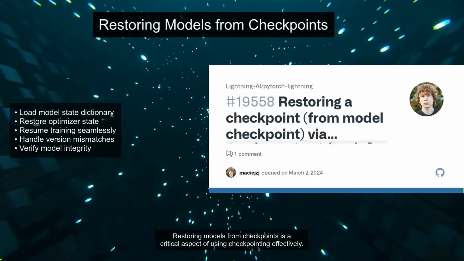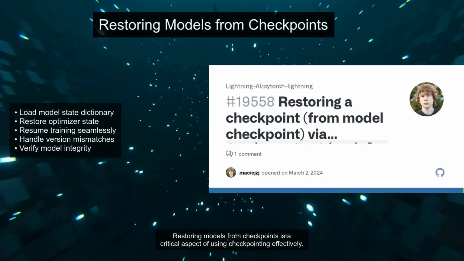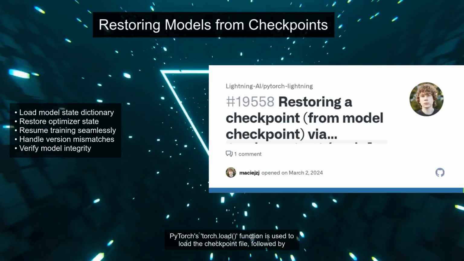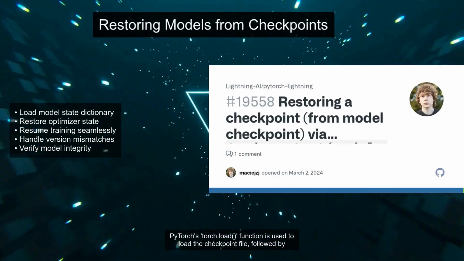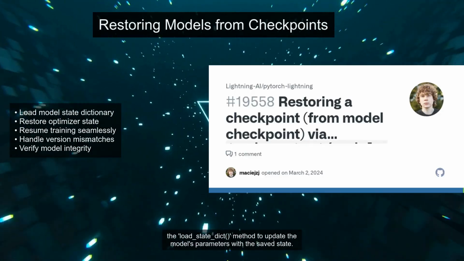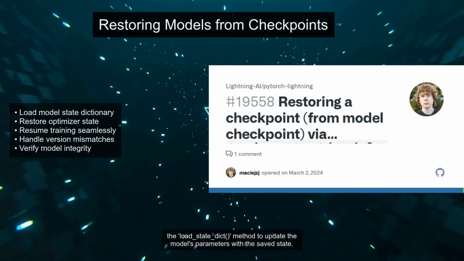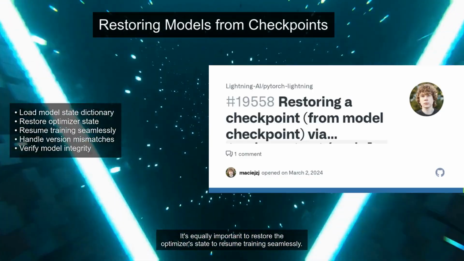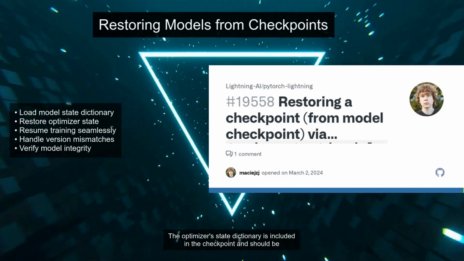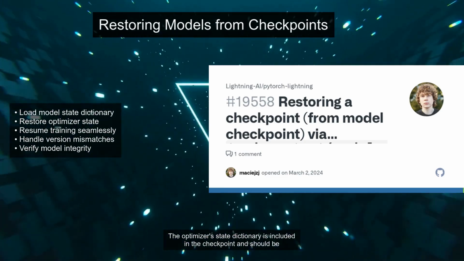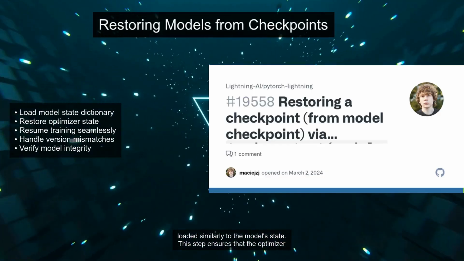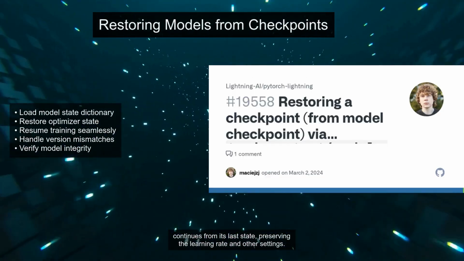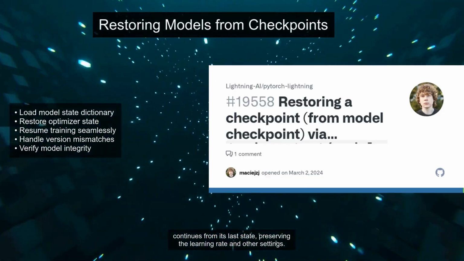Restoring models from checkpoints is a critical aspect of using checkpointing effectively. The process begins by loading the saved state dictionary into the model. PyTorch's torch.load function is used to load the checkpoint file, followed by the load_state_dict method to update the model's parameters with the saved state. It's equally important to restore the optimizer's state to resume training seamlessly. The optimizer's state dictionary is included in the checkpoint and should be loaded similarly to the model's state. This step ensures that the optimizer continues from its last state, preserving the learning rate and other settings.